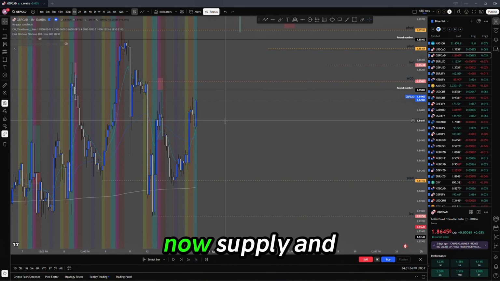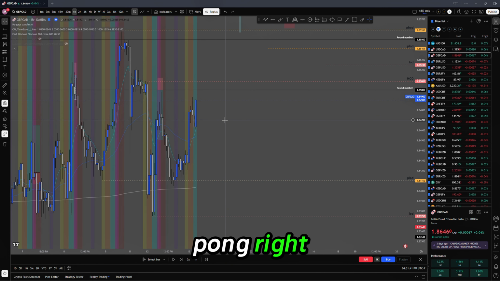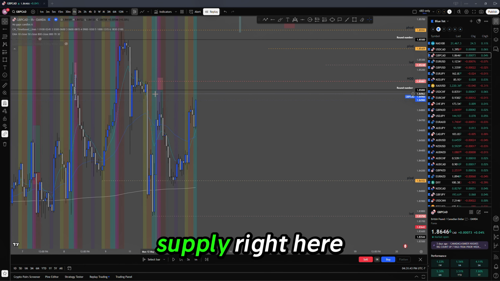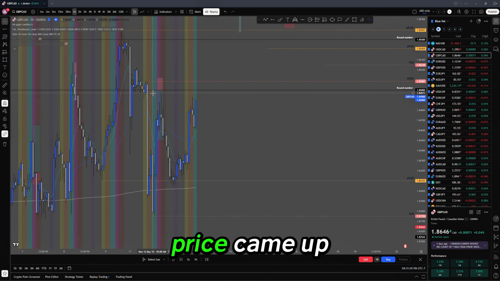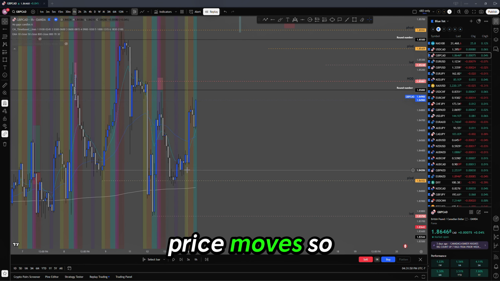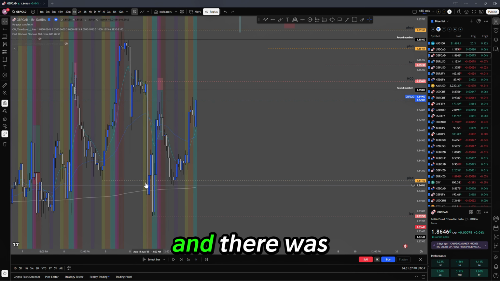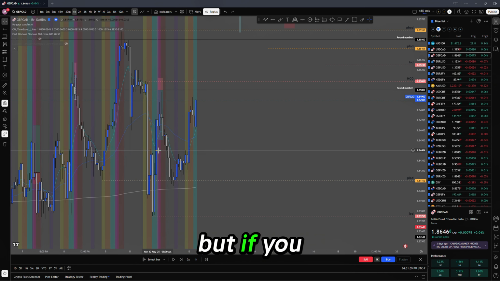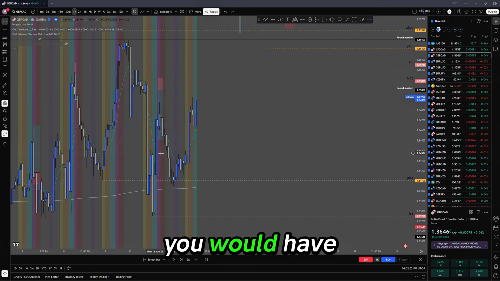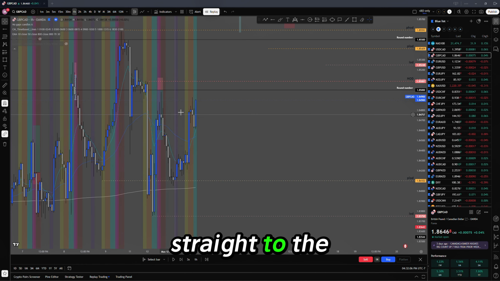Now, supply and demand. How does supply and demand move? It's very simple. It's literally ping pong, right? You have a supply right here, and notice how price came up to it and then used it. That's typically how price moves. So supply, price finds supply, it's going to go find demand. And there was really no real demand here, but if you were to take this trade right here, you would have hit take profit. And unfortunately, I didn't. Anyway, straight to the point.